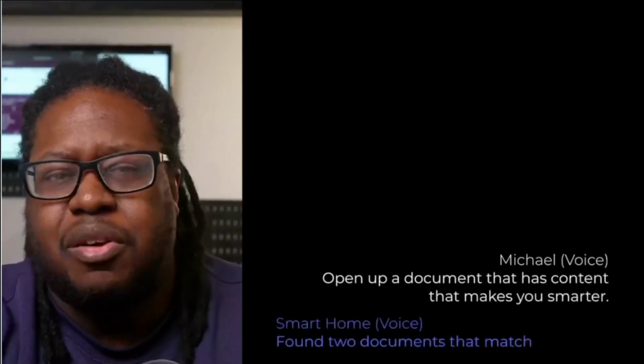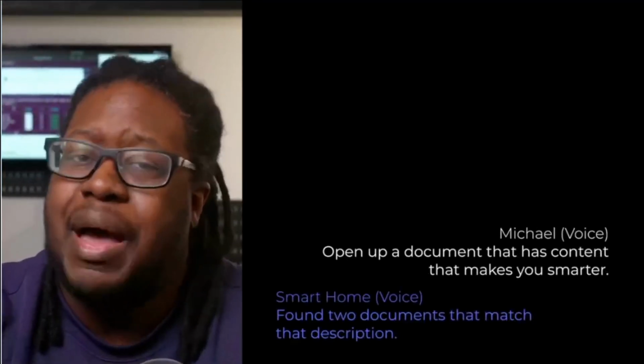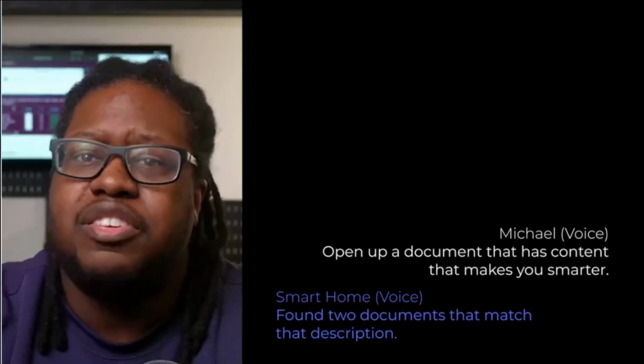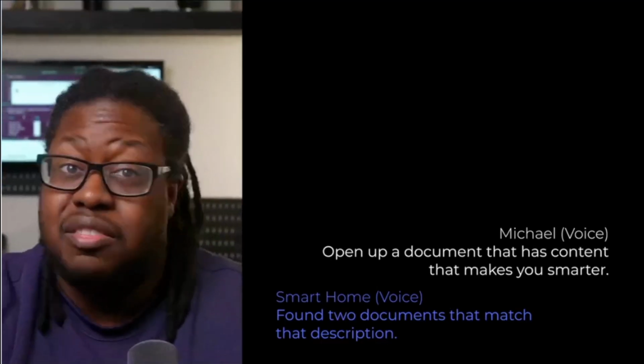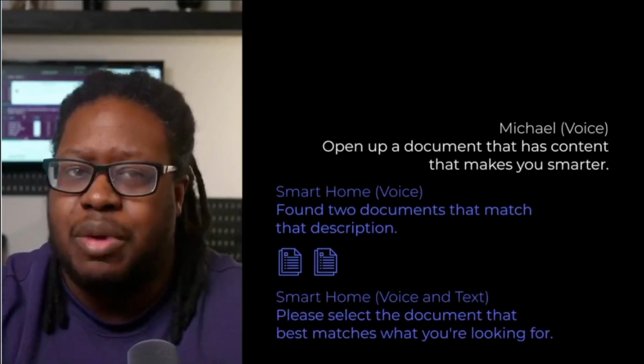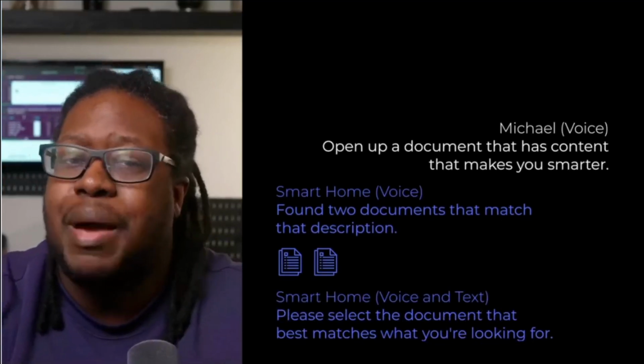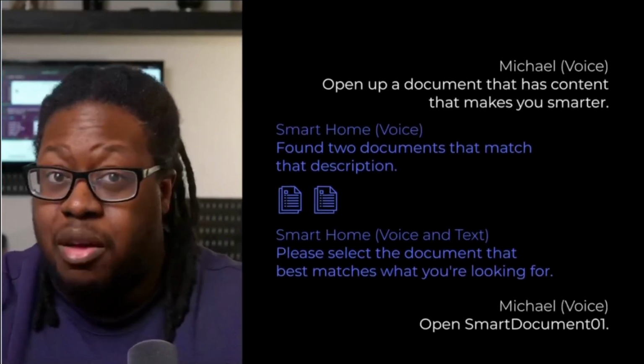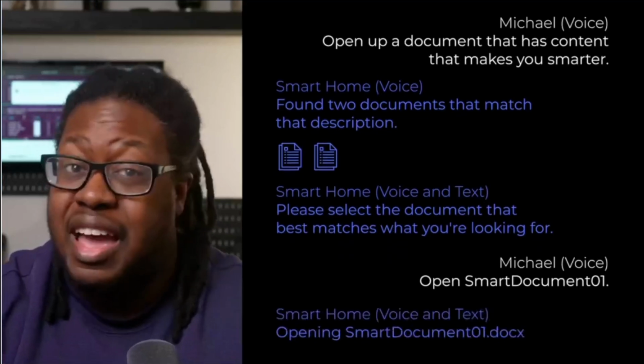For example, I have an automation that starts via voice. I can tell my smart home to open up a document, which lets the smart home temporarily get smarter based off of the contents within that document. But what if the smart home finds two or more documents that match what I was asking for? Then instead of responding by only voice, it also responds via text, telling me that it sent the matching documents to my phone and I should choose the one that best matches. Once I select the document on my phone, it responds back via text and voice.